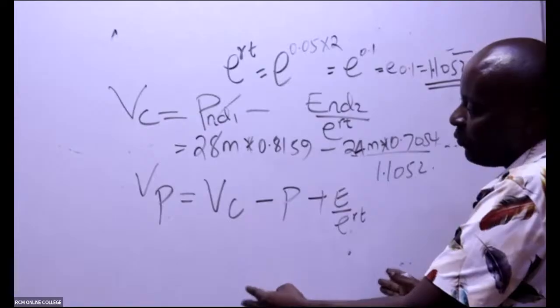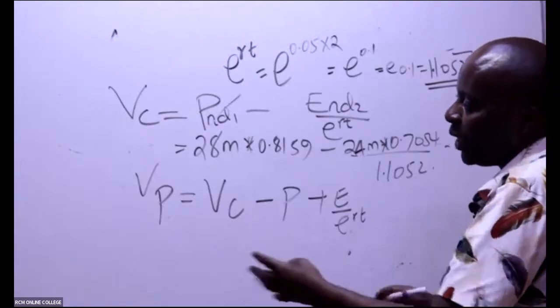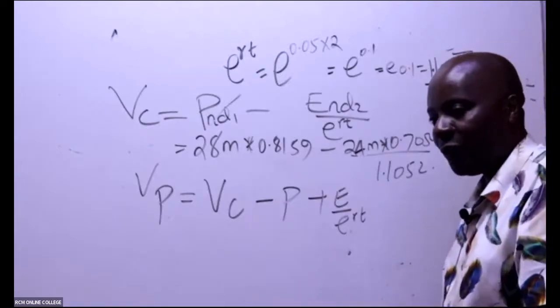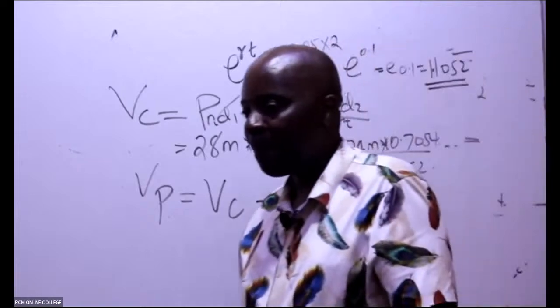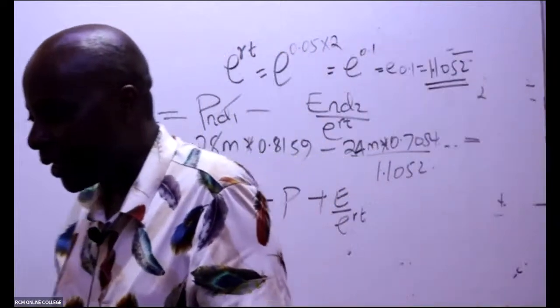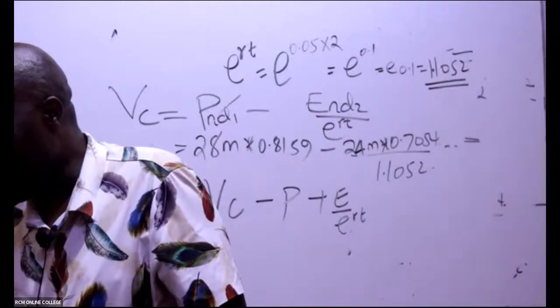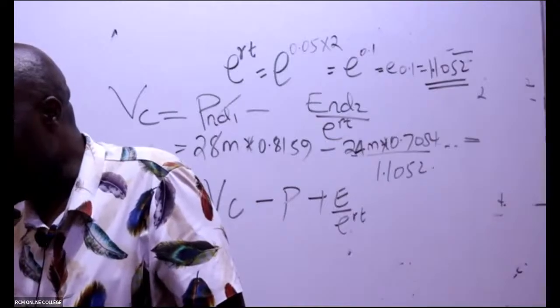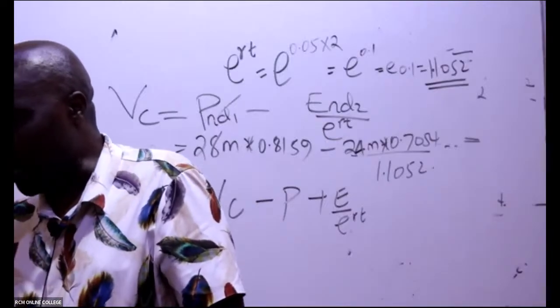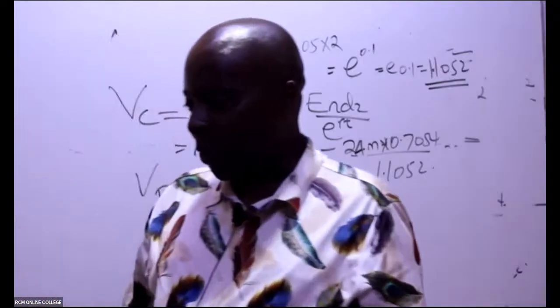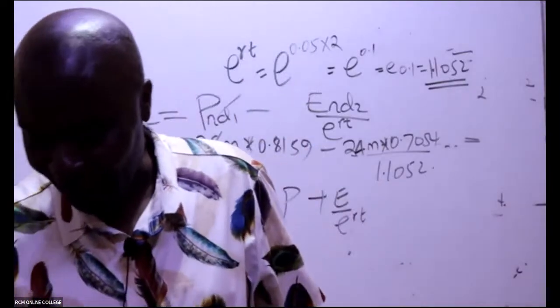Once you get this value, then you'll be able to add it to the NPV to get the value of the project with an option. Total value. Somebody should be able to share that with Ross.